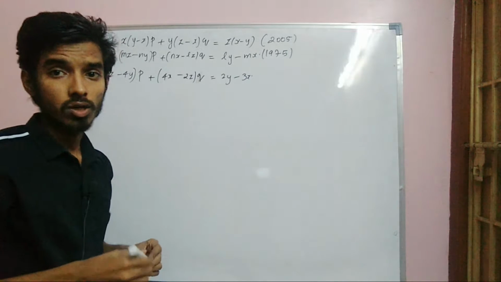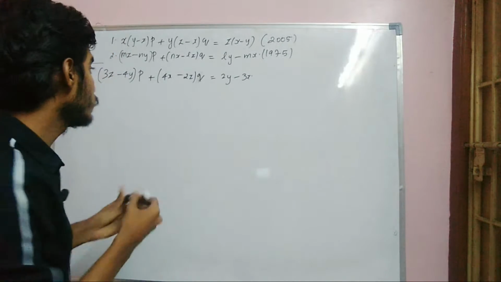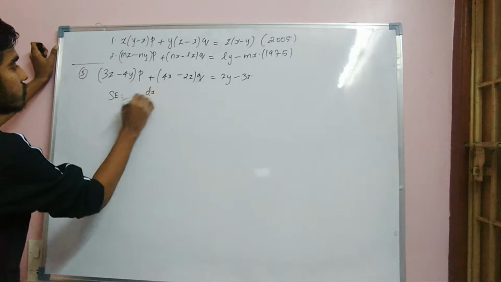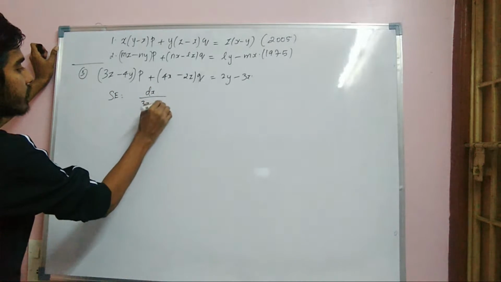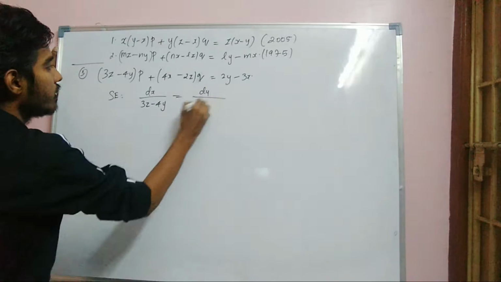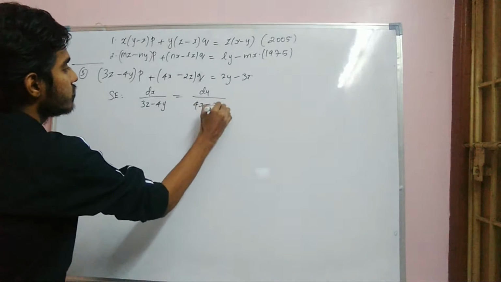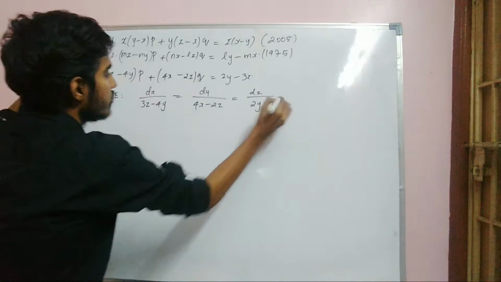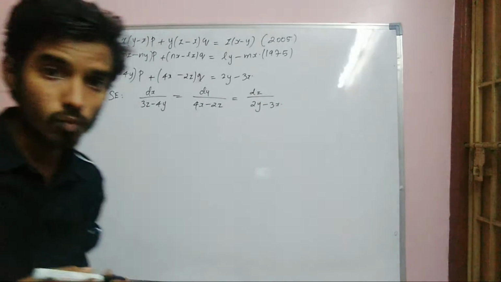So we need to find two multipliers. First we will write the subsidiary equation. The subsidiary equation is dx by 3z minus 4y, dy by 4x minus 2z, and dz divided by 2y minus 3x. So we need to find two multipliers.